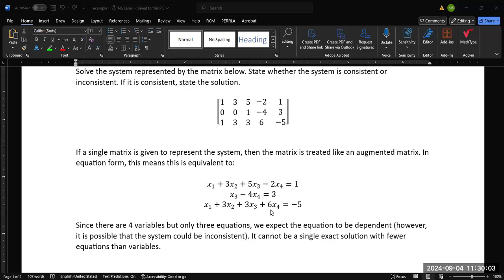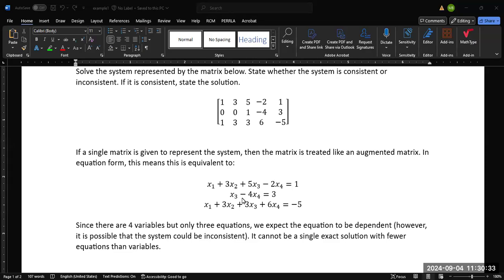So this matrix is equivalent to the following system where we have x1 plus 3x2 plus 5x3 minus 2x4 is equal to 1. And then in the second equation, we have only 2 variables, x3 minus 4x4 is equal to 3. And then in the final one, x1 plus 3x2 plus 3x3 plus 6x4 is equal to -5. So these are equivalent representations.